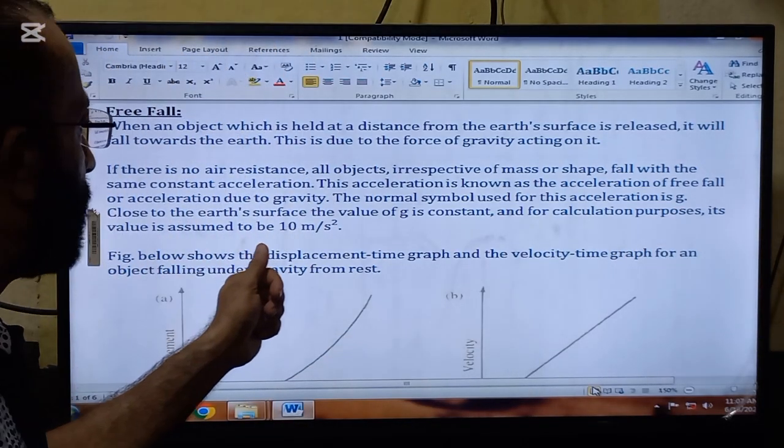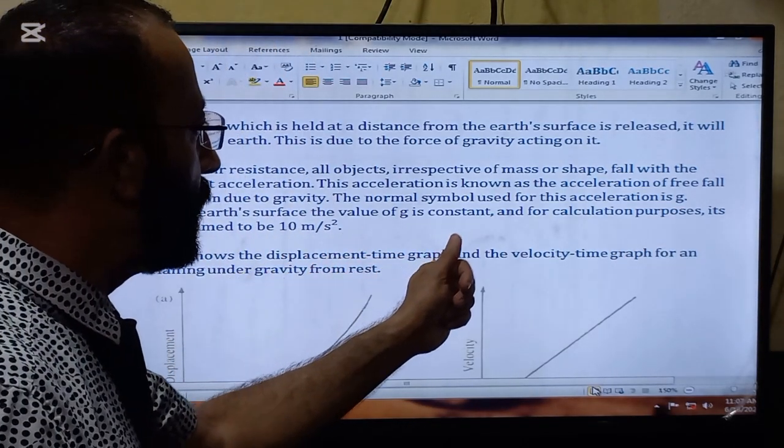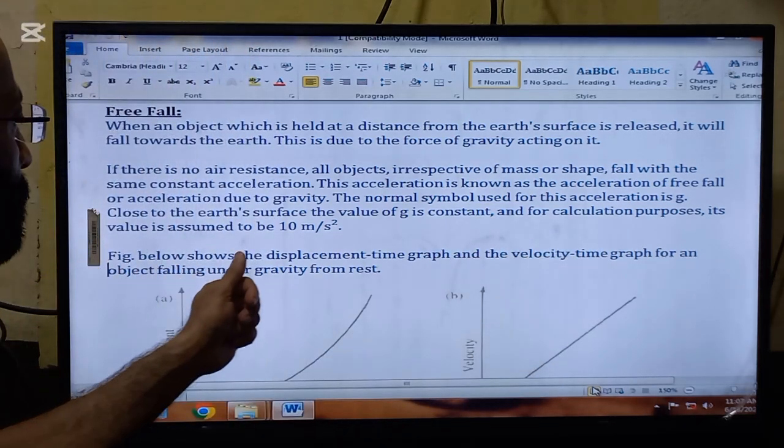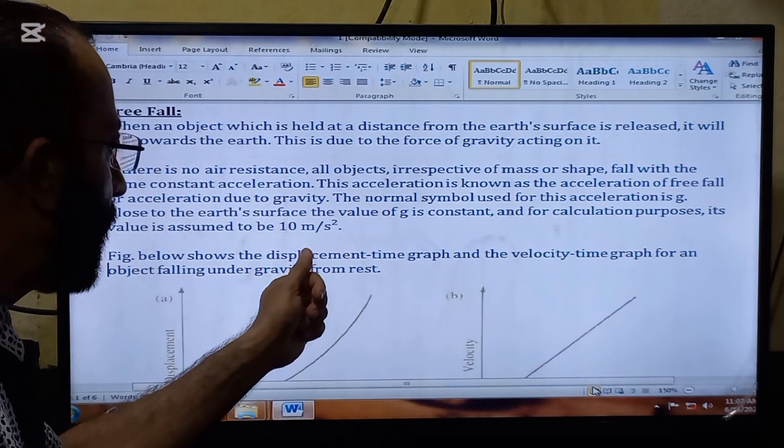Close to the Earth's surface, the value of g is constant, and for calculation purposes, the value is assumed to be 10 meters per second squared.